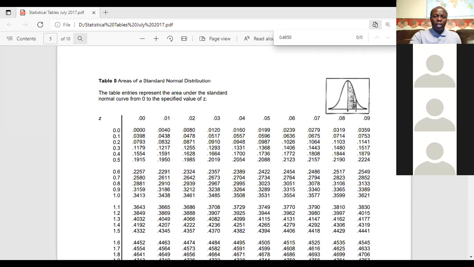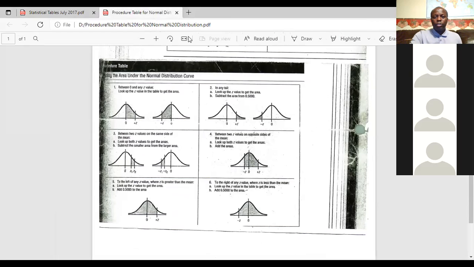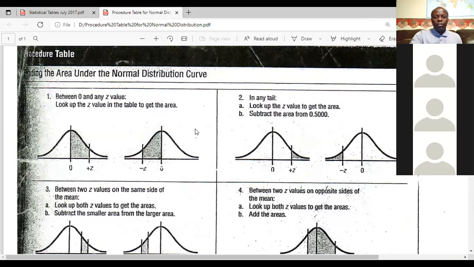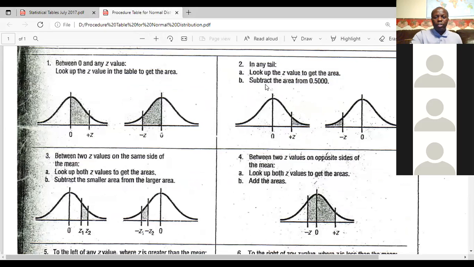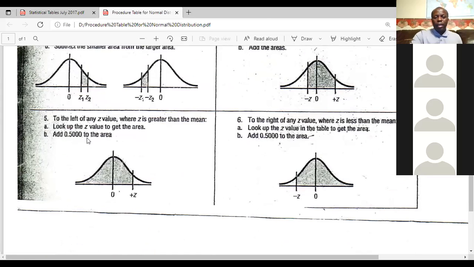It depends on how the chart that you draw looks. Okay, procedure table. I showed you this table last time. If your chart looks like this, that means you're going to subtract the area from 0.5. If it looks like this, that means you're going to add. If it looks like this, you're going to add. So like I said, first of all, draw your chart. Make sure that you read the equation twice, then draw the chart to show what they are saying in the equation. Then you can know what to do to get your probability or the area. Okay?